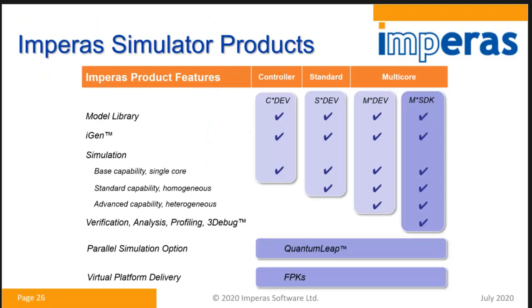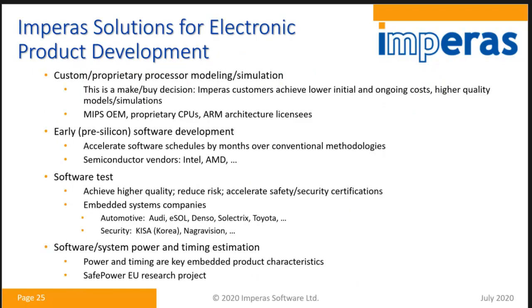So, a summary of our products here. Across the top is the different products, from a smaller product to a bigger product that we provide. We have a model library which comes with everything. Our generator comes with everything. And then the simulator, you can choose what level of complexity and performance that you want, including the parallel option. And we even have an option so that you can take the platform that you build and deliver it to customers as a fixed platform.